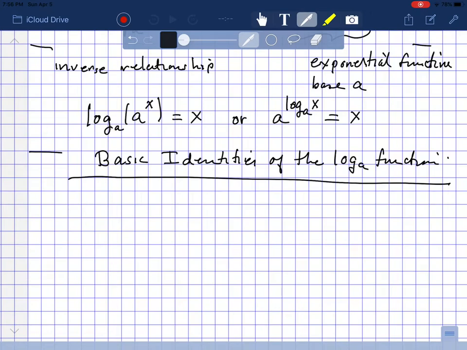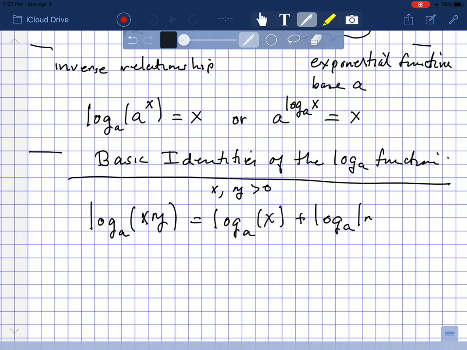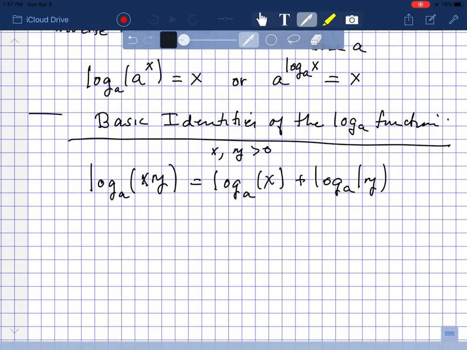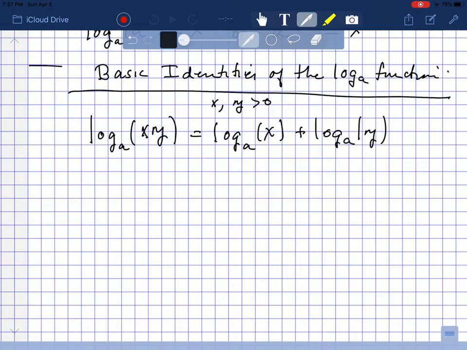One of the most fundamental identities that the log function satisfies, log base a, is the following. It's the log base a of x times y. So x and y here have to be positive numbers, so x, y greater than 0. This is equal to the log base a of x plus the log base a of y, right? So let's prove this. I think this proof really helps you to understand how the log function actually functions.